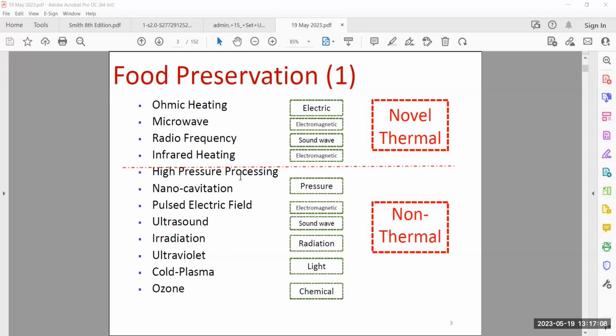Although I've written here nano cavitation, I will not be going through the nano cavitation for today. But you can read further on nano cavitation, which is a relatively new technology that is undergoing a lot of research at the moment. It's basically using a very high shear pressure to kill off any microbials inside the food. So needless to say, it is very, very effective in treating fruit juice or liquid food in comparison to treating solid food, right?